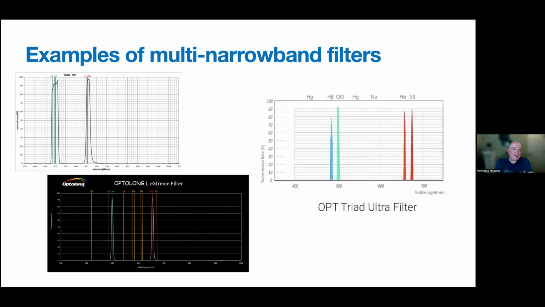And more recently, IDAS has come out with some multi-narrowband filters, although they are not as narrow as the other ones. They try to tell you that it's a benefit because in addition to capturing H alpha, you also capture the ionized nitrogen. And in addition to capturing O3, you also capture H beta and the second line of O3 at 495 nanometers. But of course, the price that you pay for that is that you also capture more light pollution. So there's a trade-off here.